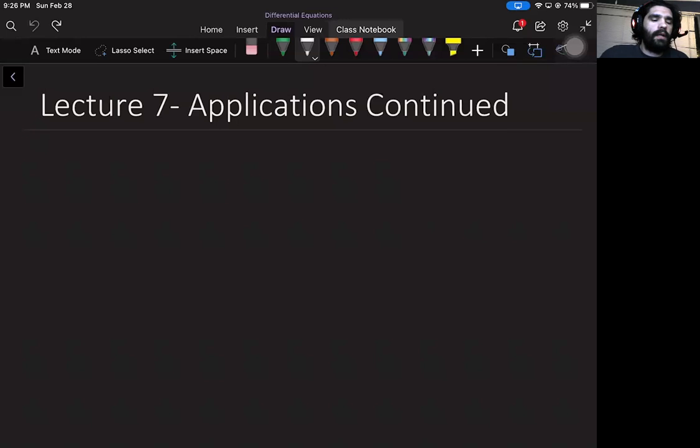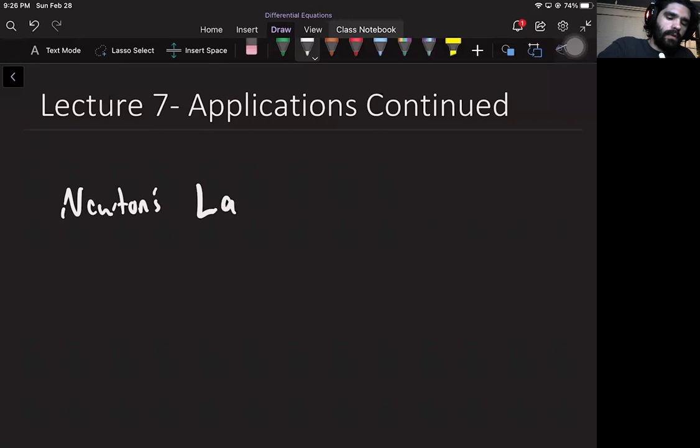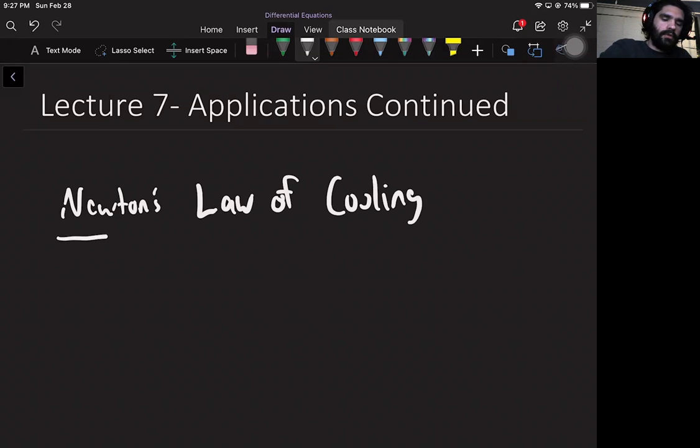Okay, class, welcome back. Today we're in lecture 7 and we're talking about more applications. So the first one we're going to talk about has to do with temperature. And so we are going to write down a law of cooling, and then use it to describe a situation using a differential equation. So this is called Newton's law of cooling.